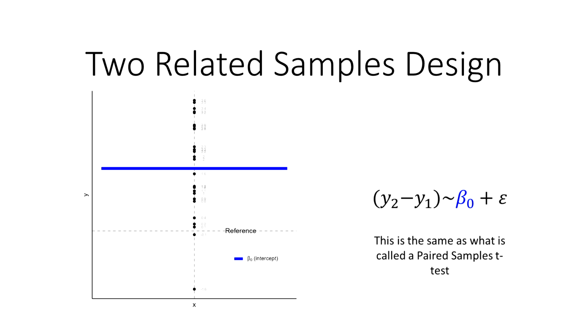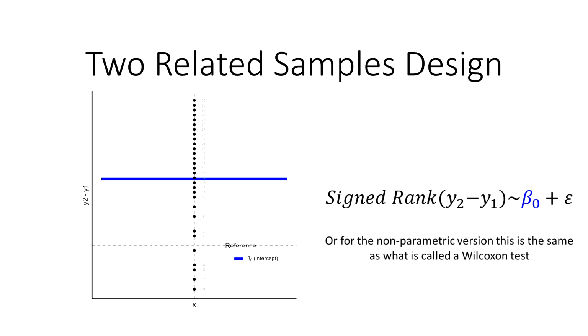Of course, similarly to the one sample t-test that we referred to in the previous video, there is a non-parametric version based on the signed ranks of the differences between the variables, which is called a Wilcoxon test similarly. Again, there will be a video to show you how to do these analyses and their equivalents in JASP.